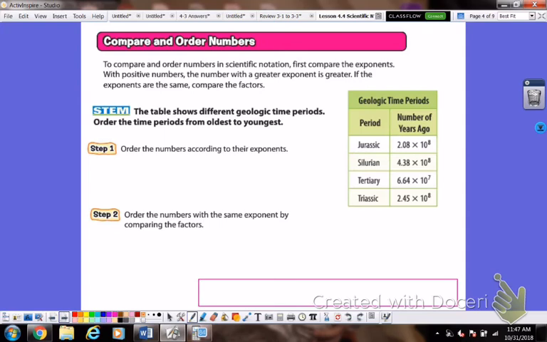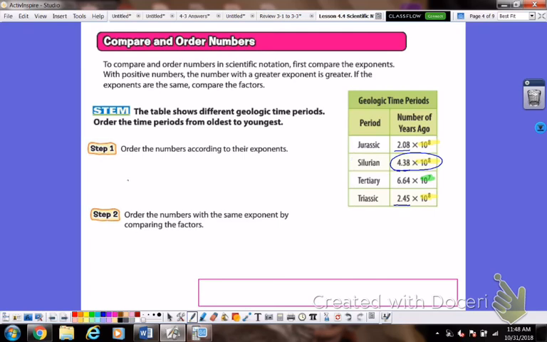Okay, so for oldest, we're looking for our largest exponent. Let's see, we have an exponent of 8 here, an exponent of 8 there, and an exponent of 8 here. And then we have 1 left over with an exponent of 7. So for oldest, we're looking for that largest exponent first. Since I have three 8s, now we have to compare our digits. I see I have a 2.08, 4.38, 2.45. Which one would be the largest? That would be this one. But we're comparing time periods, so we want to write out the words.